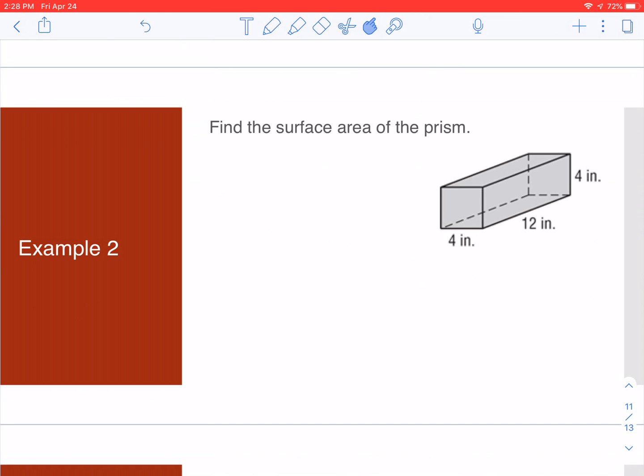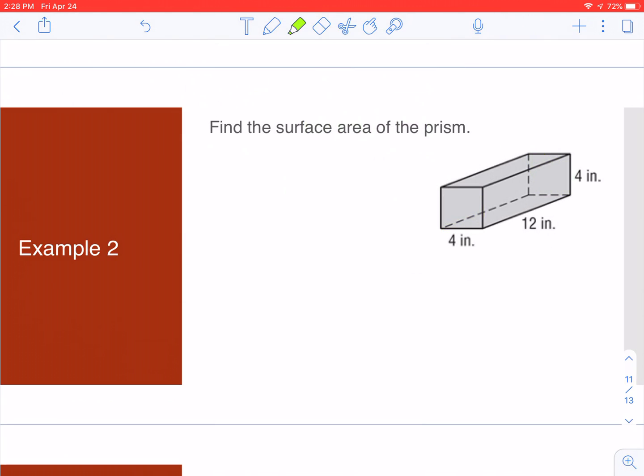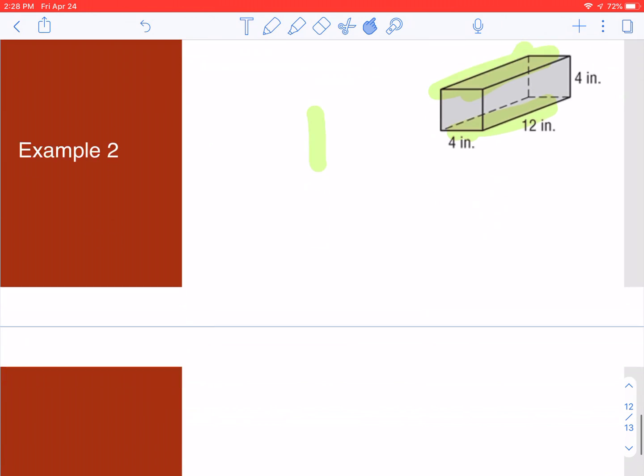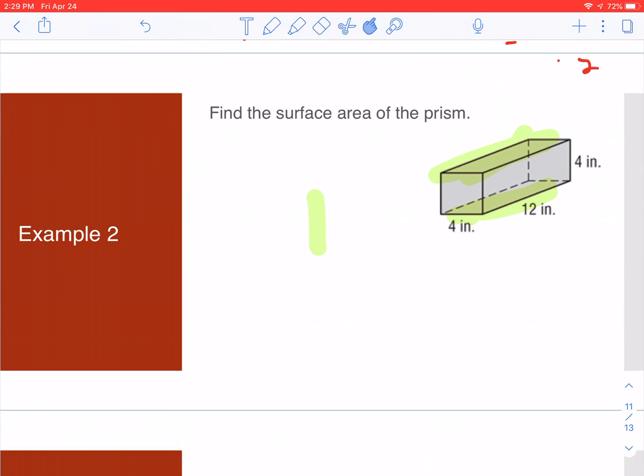Here you can use your bases, which can be the two squares, or your bases can be these two rectangles. But you've got to decide what your bases are, because that'll determine your height. Okay, that is it for the surface area of prisms.